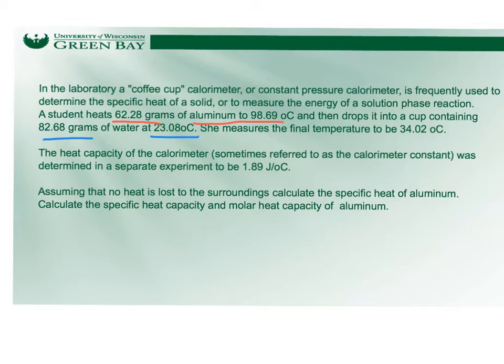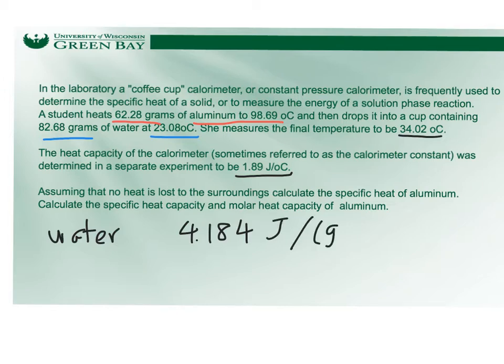finally the temperature 34.02, and the water temperature is going to increase from 23.08 to 34.02 degrees centigrade. The calorimeter also increases from 23.08 degrees centigrade to 34.02 degrees centigrade. Now we know the calorimeter heat capacity equals 1.89 joule per degree centigrade, and for water, the specific heat capacity is 4.184 joule per gram per degree centigrade.